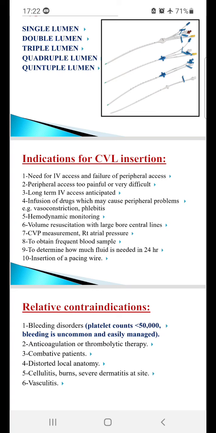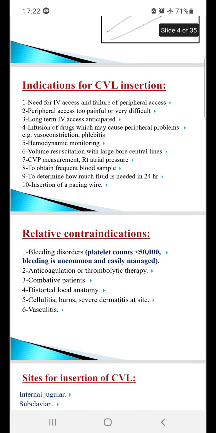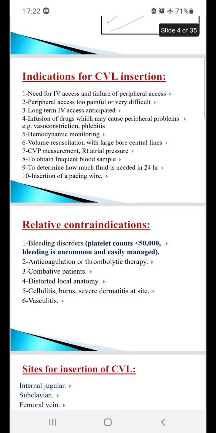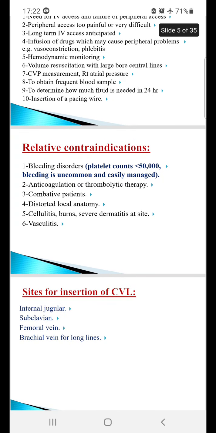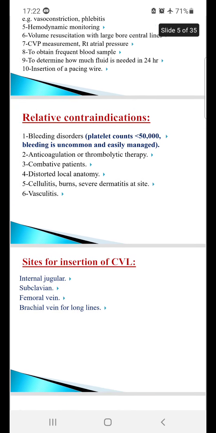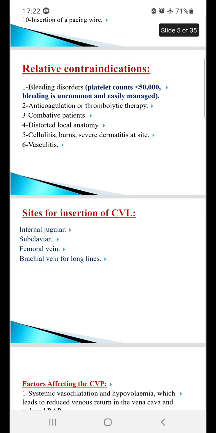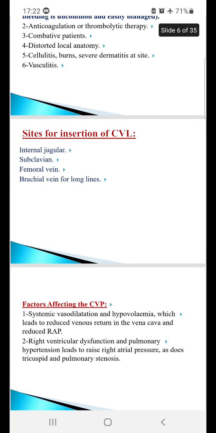Relative contraindications: bleeding disorder, platelet count less than 50,000, though bleeding is uncommon and easily managed; anticoagulation or thrombolytic therapy; distorted local anatomy, cellulitis, burns, severe dermatitis at the site, vasculitis. Sites for insertion of CVL: internal jugular, subclavian, femoral vein, and brachial vein for long lines.